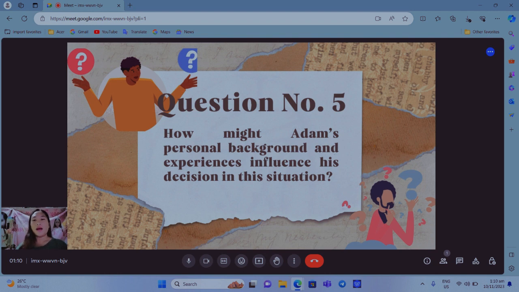How might Adam's personal background and experience influence his decision in this situation? I believe that Adam's decision is most likely influenced by his past experience and upbringing. Having grown up in a low-income background, Adam can empathize with the struggle of parents who try to provide the best education for their child despite limited resources. This empathetic attitude could lead him to be open to the idea of having Hannah in the program.